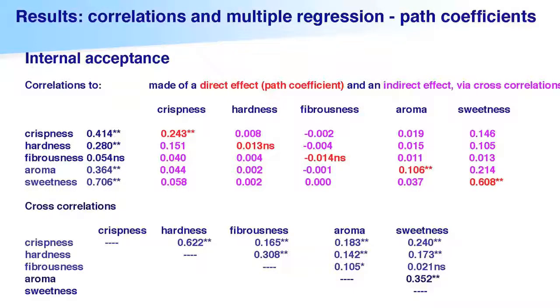A similar situation applies to the physical characters, with crispness and hardness. Hardness was of little importance for its direct effect, but its positive correlation was due to a relation to crispness. So it is an indirect effect through its relation to crispness. And you see that both of these characters enhanced the perception of sweetness as well.